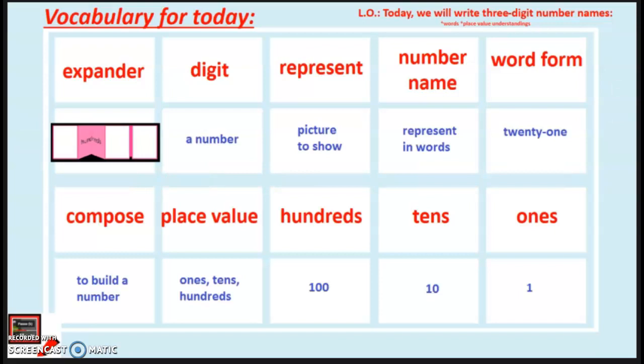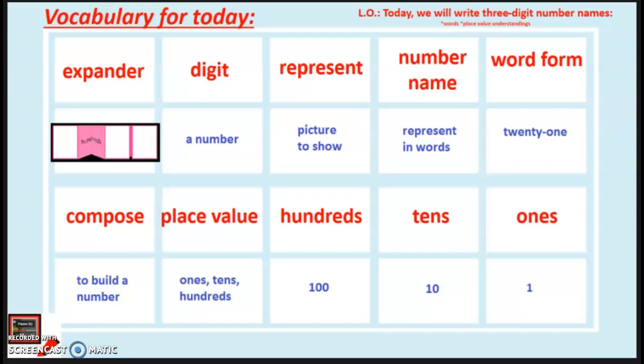Let's check. Did you get them right? Expander, or stretching that word out. Digit's a number. Represent means to show the picture. Number name is the word in words. The word form, we're actually writing that out, so 21, 2, 1 would be 21. Compose means to build a number.